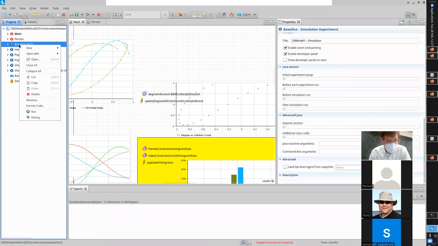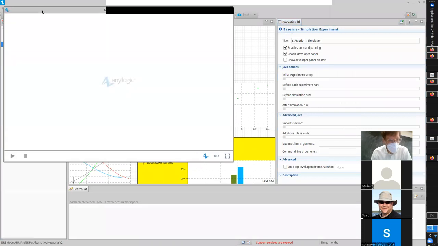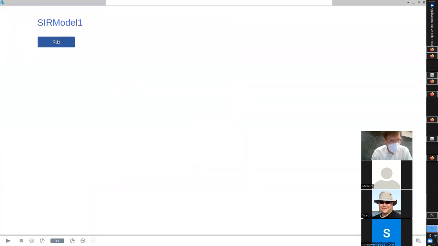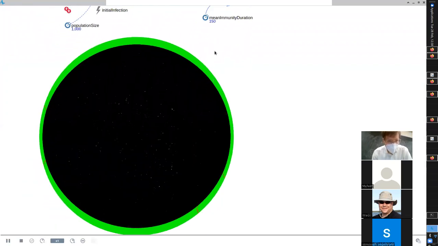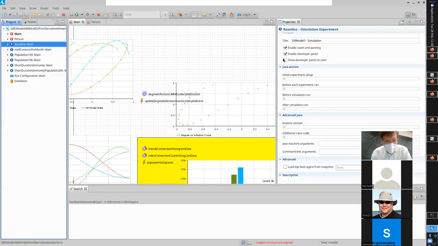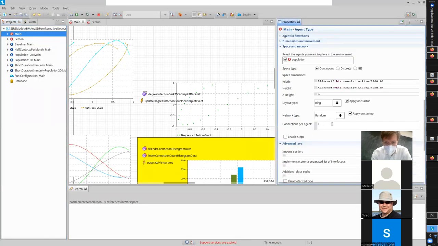So I'm going to run this. We're going to arrange these people in a network, and I'm going to run baseline here. Here we go. And we're running them, and oh, that is a large number of connections. Why is it all black? Anyone? Well, I'm going to reduce the number per person so you could see it.